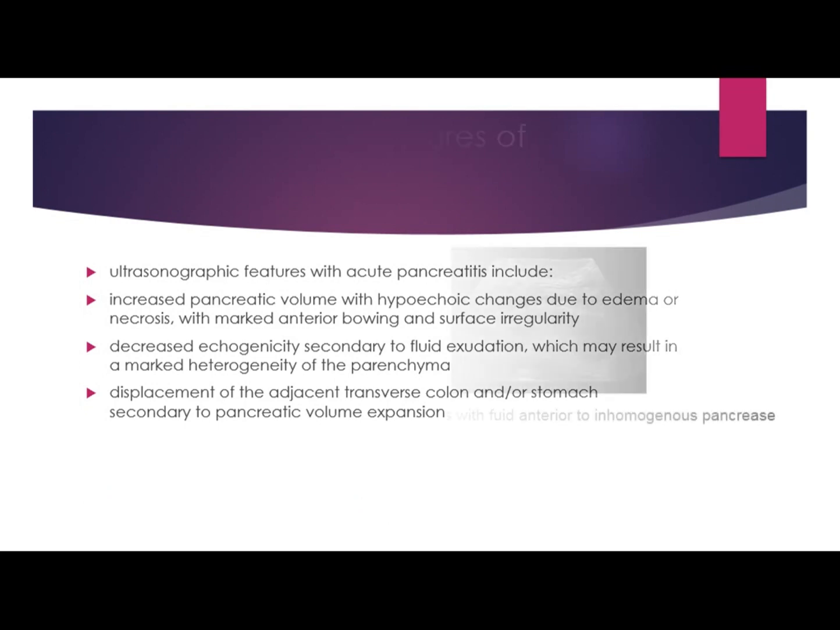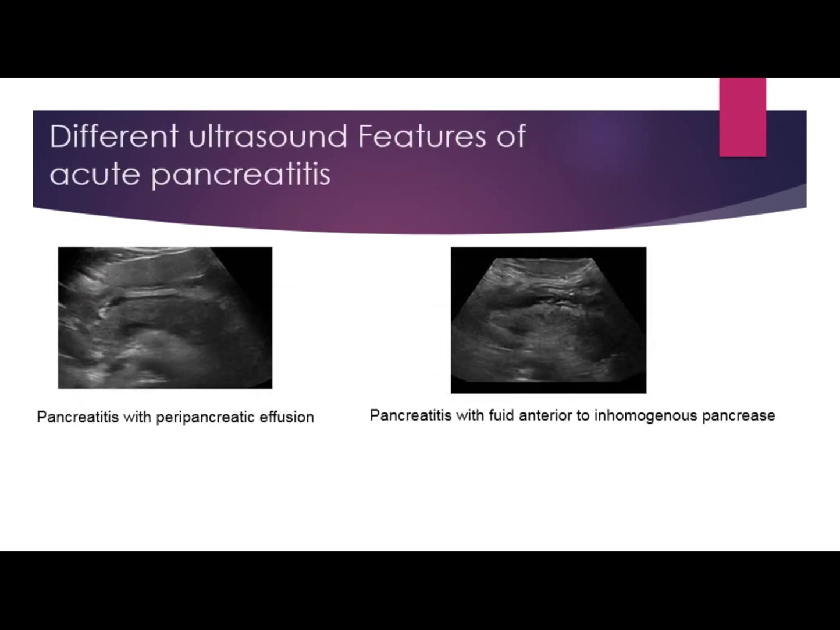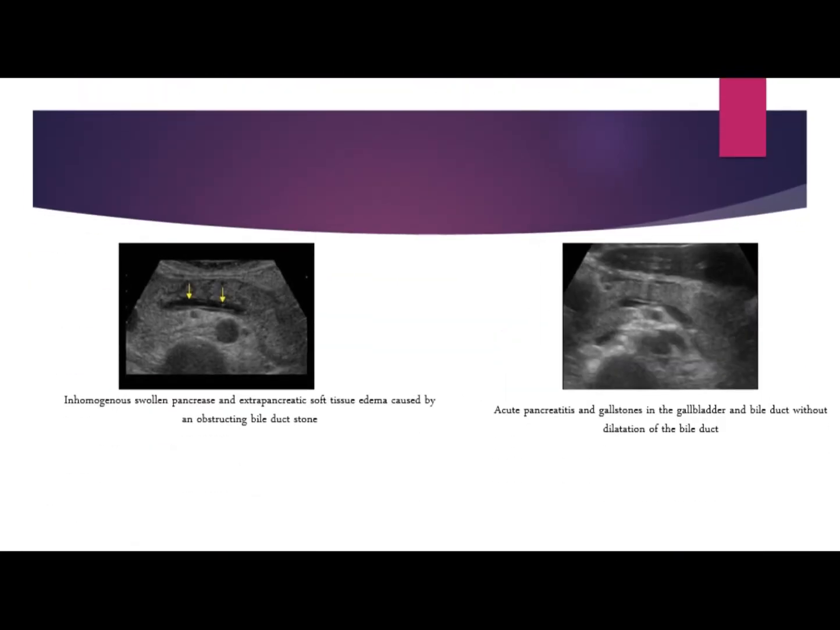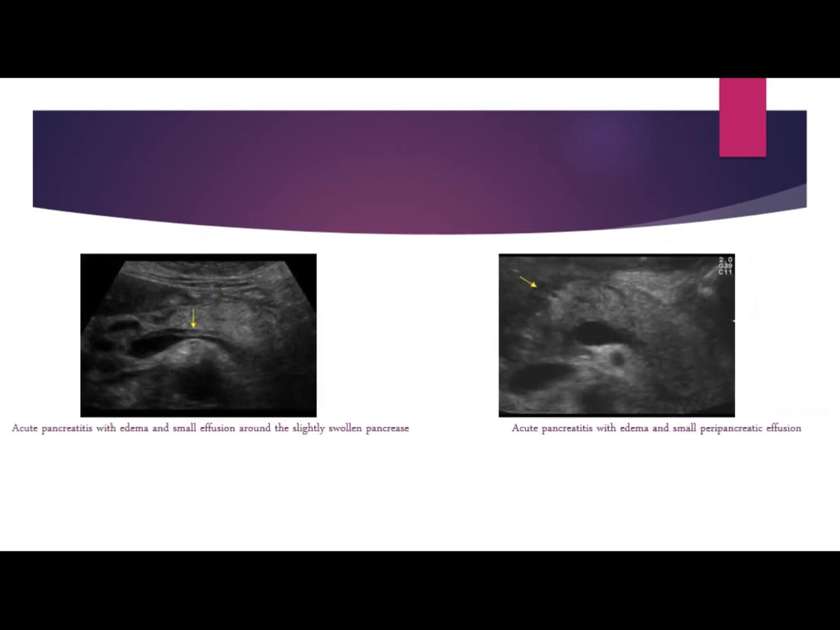There is increased pancreatic volume, increased echogenicity, or pressing on the other adjacent organs. Here we have pancreatitis with peripancreatic fluid collection. Here the pancreas is swollen and inhomogeneous, and there is fluid anterior to the pancreas. Same inhomogeneous pancreas. Same edema and effusion around the pancreas.